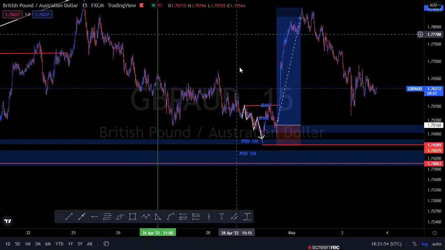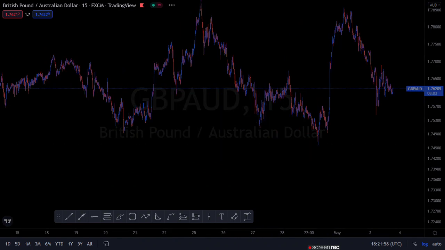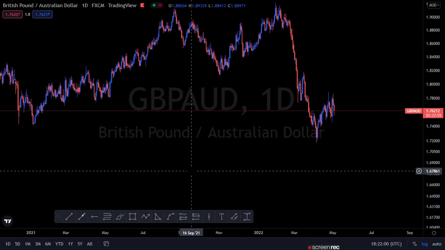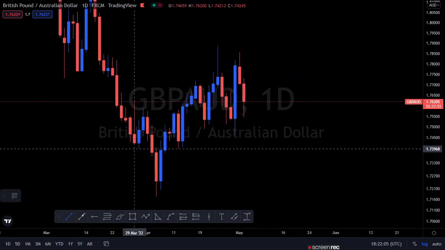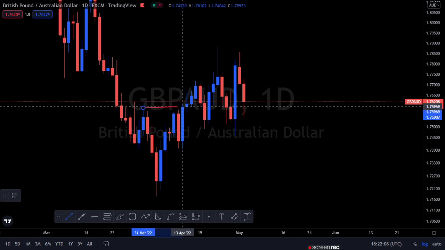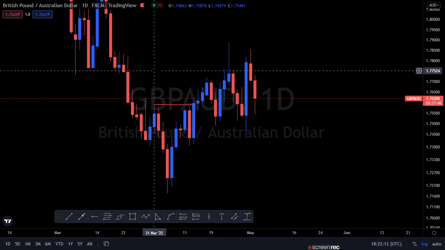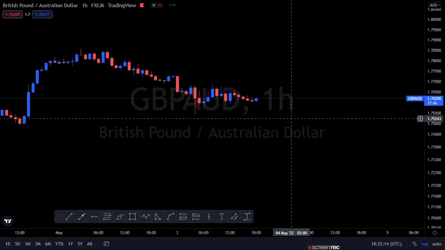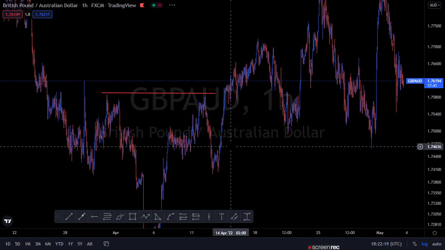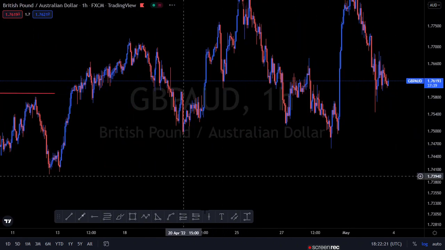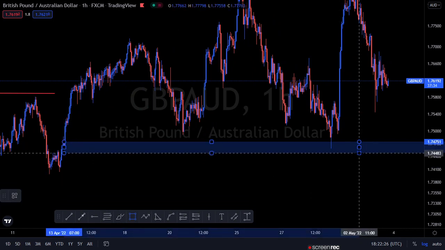Remember, let me start again. Let me go to the daily time frame and start everything fresh. This is a clean setup. Remember, we have the daily break of structure to confirm a bullish move here. And when you go to 1 hour, you can see that there was a valid 1 hour order block over here.